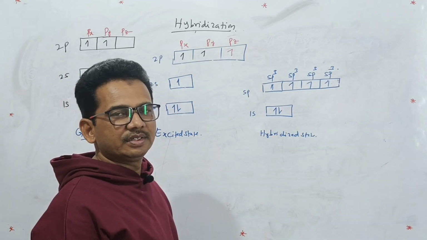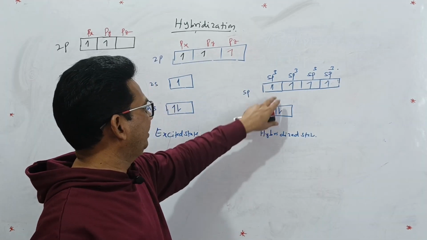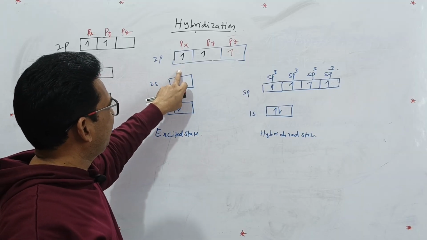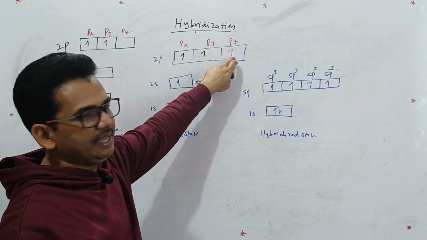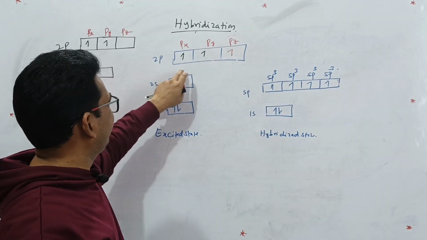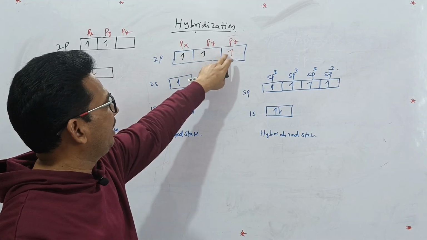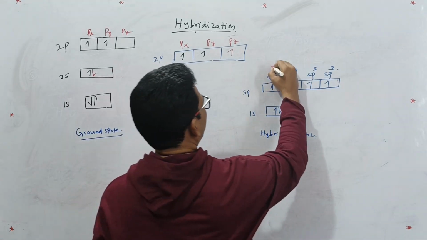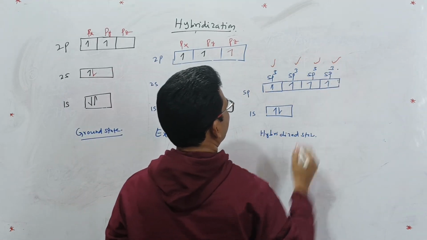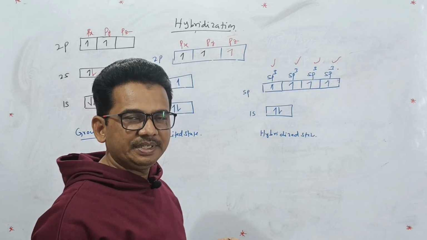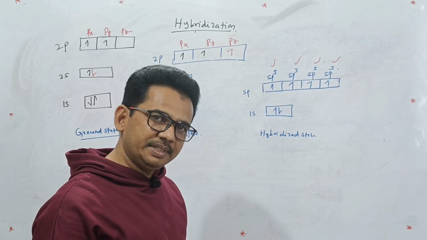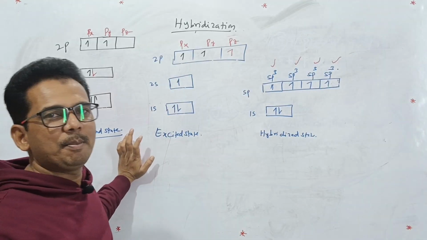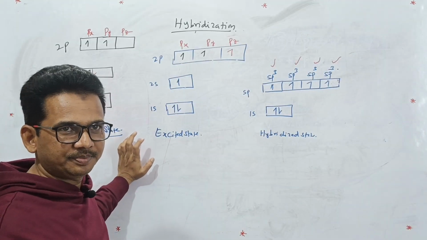In the hybridized state, there is mixing of one s orbital and three p orbitals to produce how many? Four new equivalent orbitals: sp3, sp3, sp3, sp3. How does it work? You can take a general example.